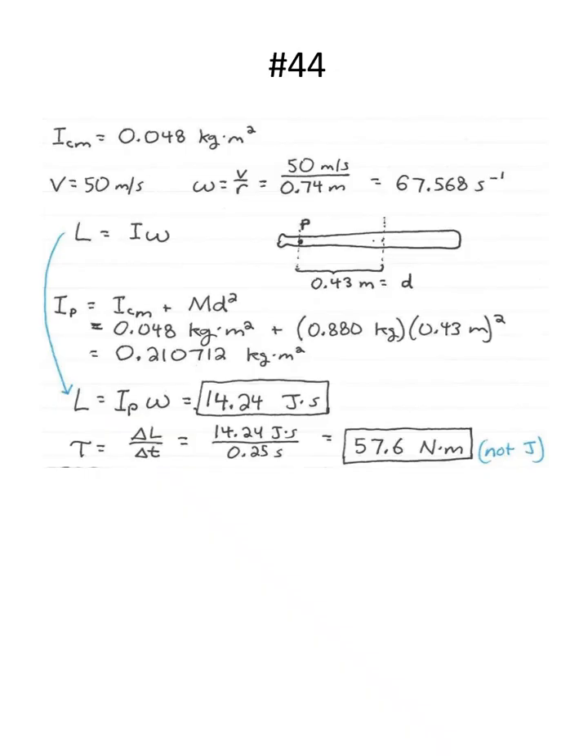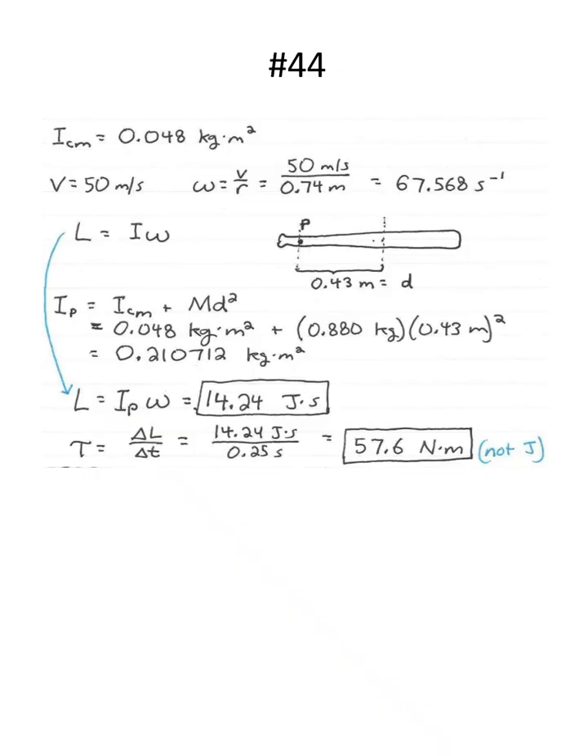Number 44, there's a picture in the book, and I've drawn that picture on the page here. It shows the dimensions of an 880-gram wooden baseball bat whose rotational inertia about its center of mass is 0.048 kilograms meters squared. If the bat is swung so its far end moves at 50 meters per second, find its angular momentum about the pivot P, and the constant torque applied about P to achieve this angular momentum in 0.25 seconds. Hint, remember the parallel axis theorem.